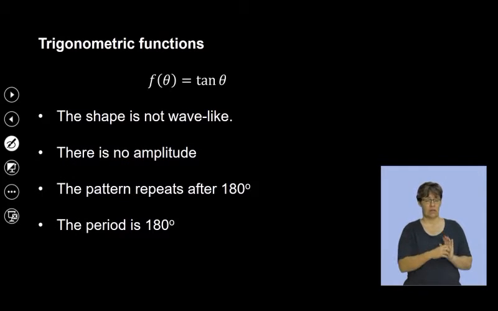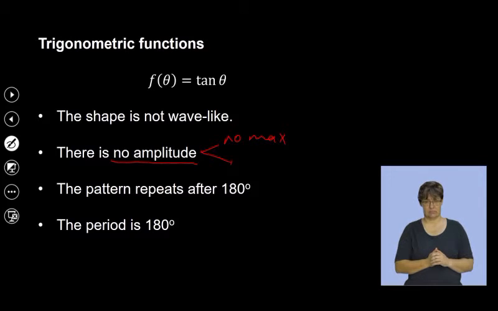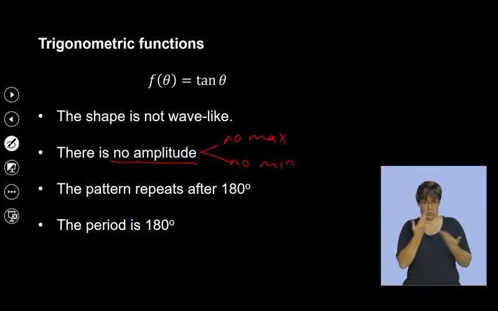This shape is definitely not a wave, like I did tell you that, and you just saw it as well. There is no amplitude. Why no amplitude? Because there is no max and there is also no min. So you can't have an amplitude if you don't have a max and a minimum value.